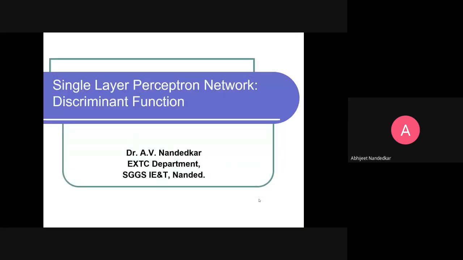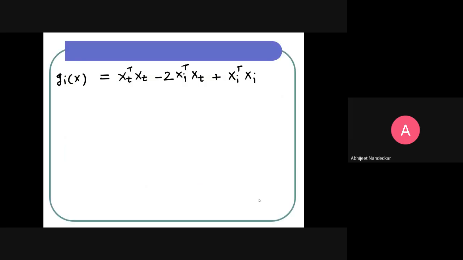Okay, so we are slowly moving towards the actual thing of neural networks. Now, this is the chapter where we are dealing with single layer perceptron. Slowly, we will go to multi-layer. Now, in last class, we have seen how to find out the discriminant functions for different classes.